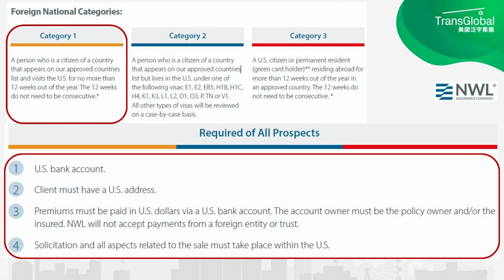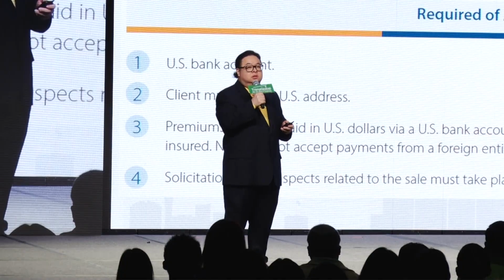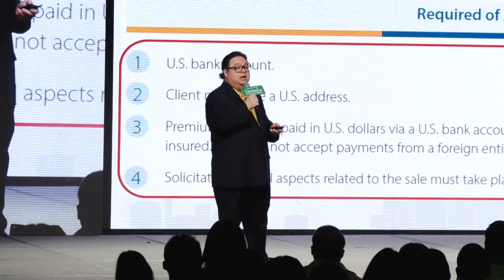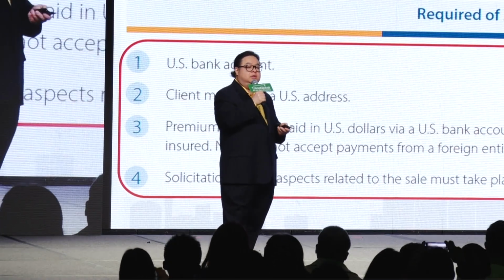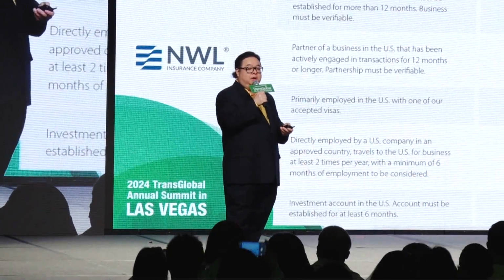Okay, so the other one is National Western Life. This is their foreign national guideline. And they have 3 categories. Category 1 is the easiest. So just take a picture. As the boss said, it's not very much recommended for foreign nationals. Still, life insurance is better. But if you are interested, if you're curious, this is the guideline that we want to talk about.